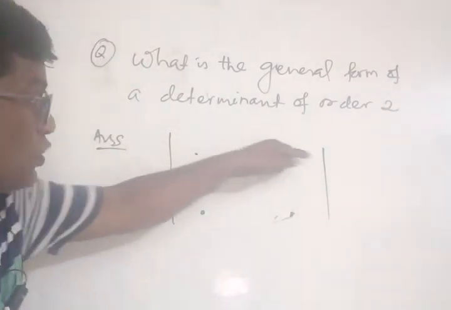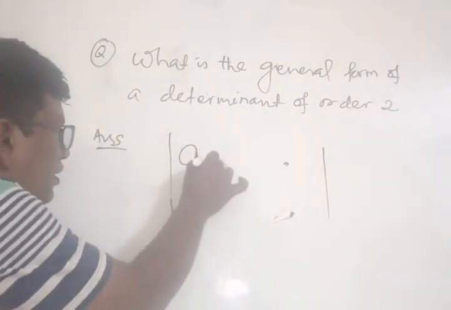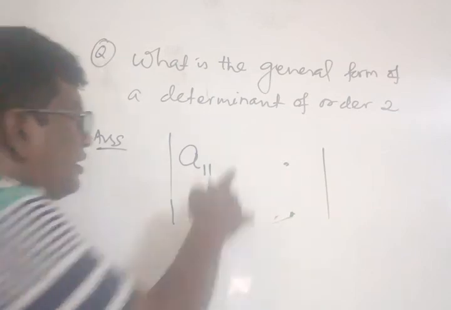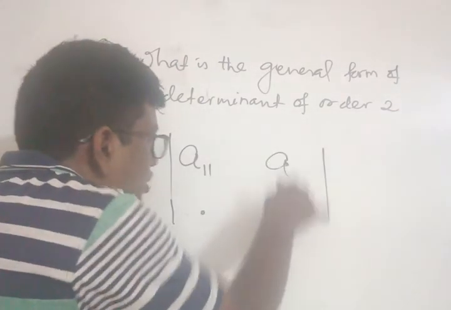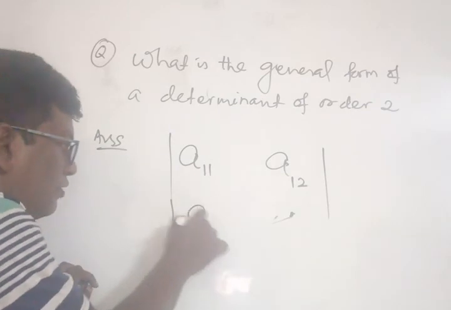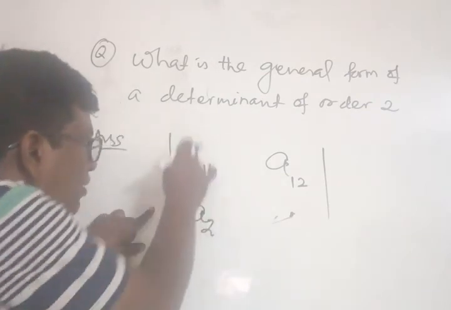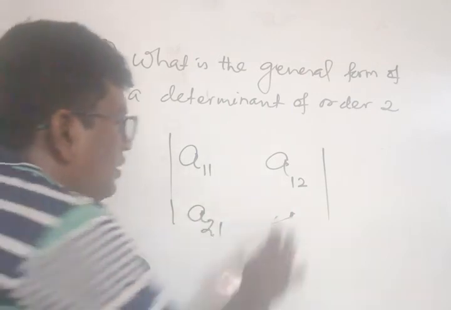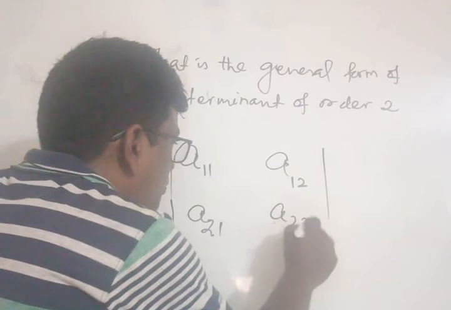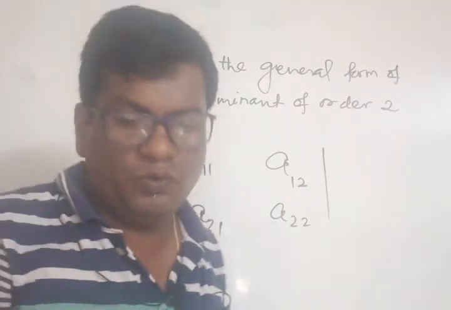This is first row and first column, so this will be A11, the element of first row, first column. And this is first row and which column? Second column: A12. And this is second row, first column: A21. And this is second row, second column: A22. This is the general form of the determinant of order 2.